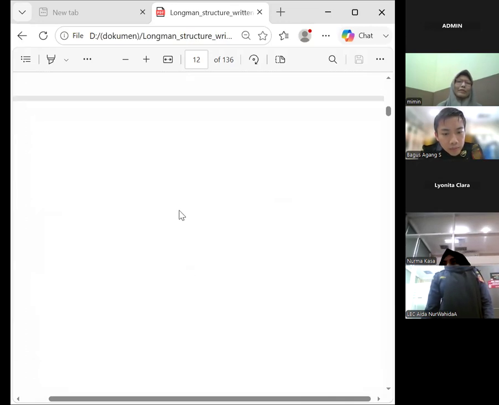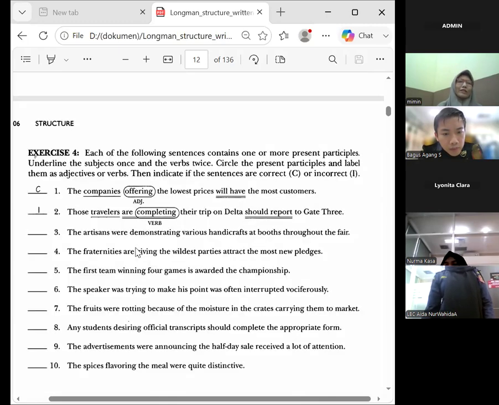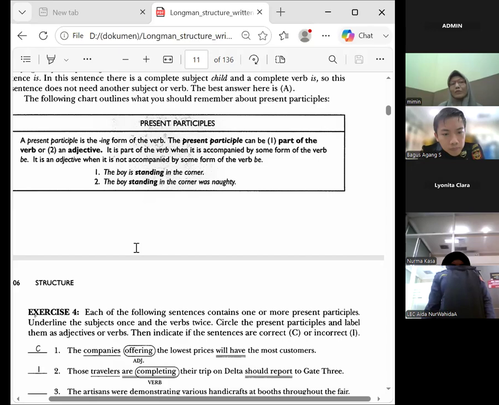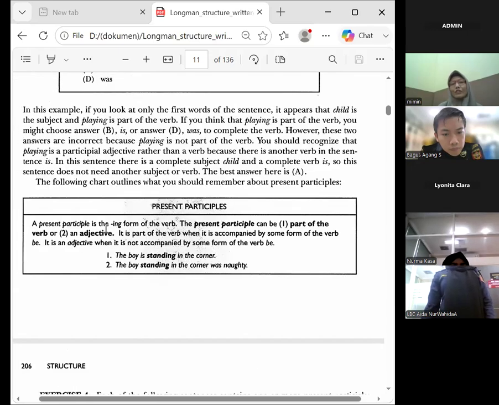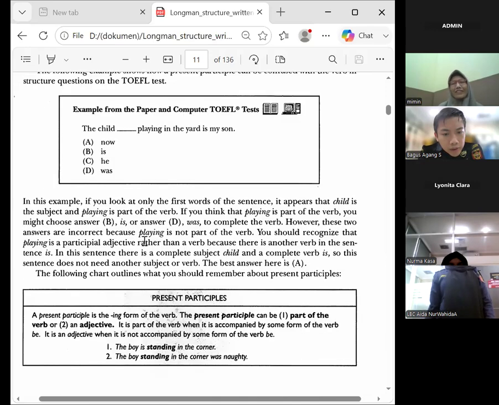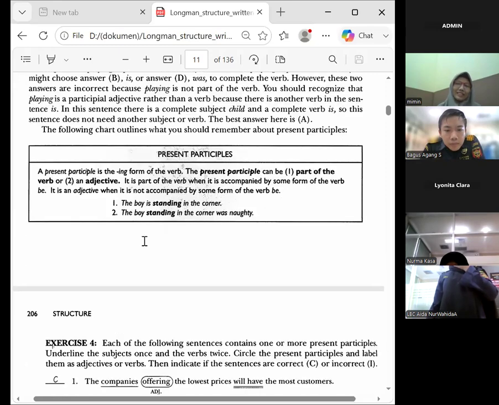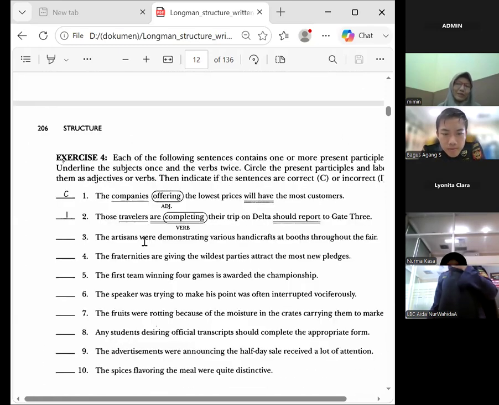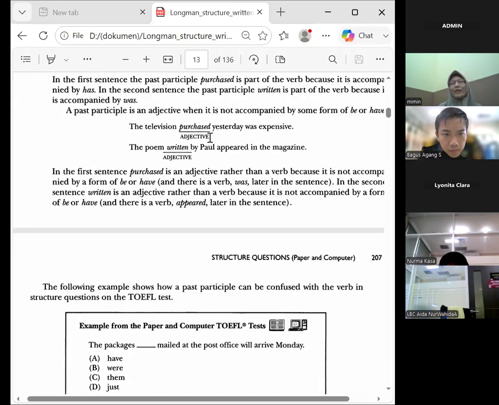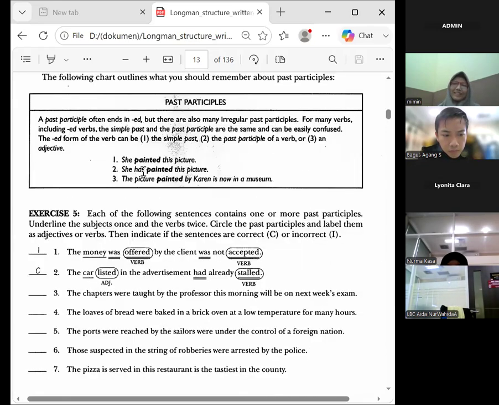I think there's a bit of a problem. This is skill 4, like this. This is the key information, or the outline in the chart, or the summary of what is in skill 4, which is present participles, and skill 5 is past participles. Am I right? Skill 5 is past participles, and this is the key information about past participles. Is it the same?